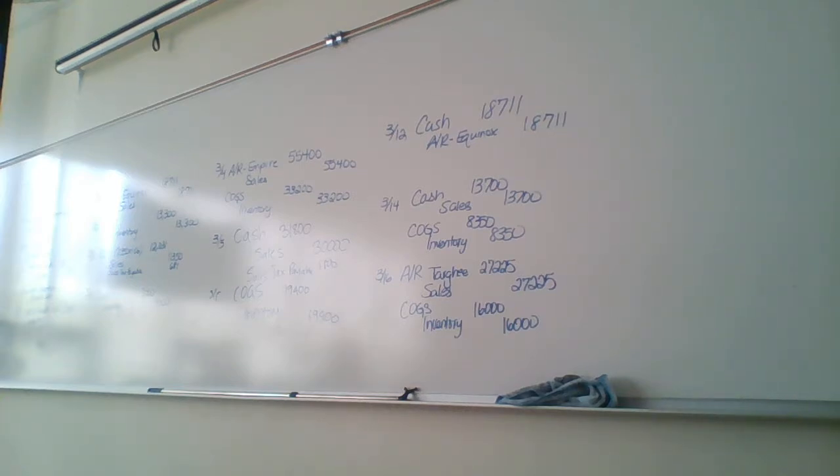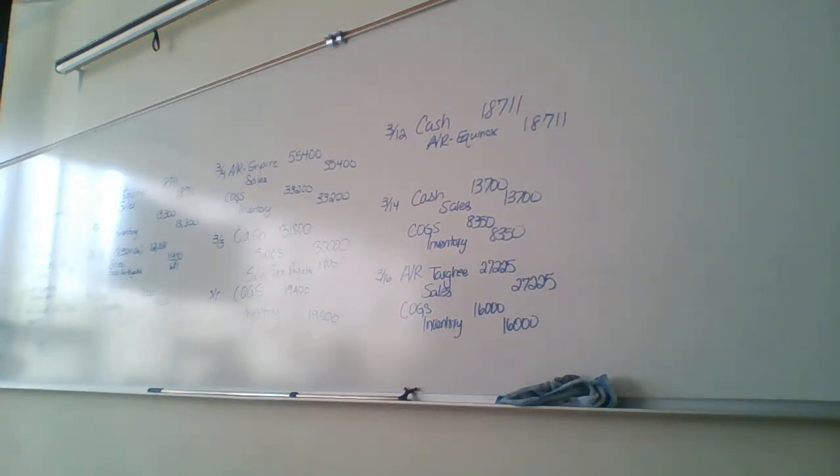So on the 16th, things are a little, we're at the 18th, right? That's where I'm at. On the 18th, we issued a credit memo for $4,800 to Targhee Company for merchandise returned from the sale on March 16th.